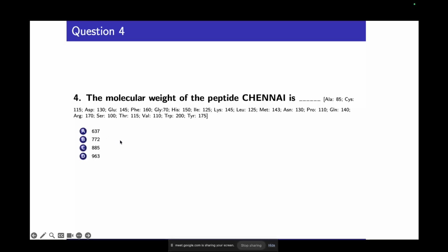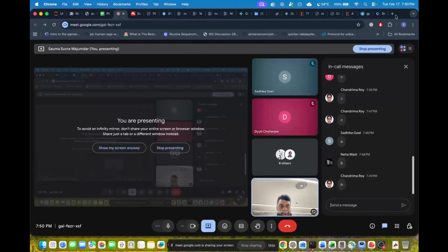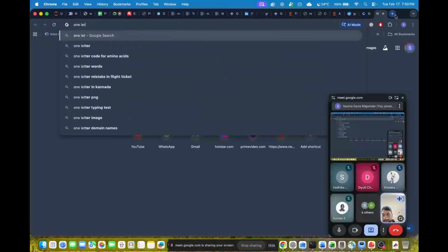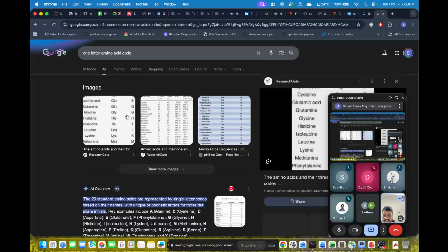Okay, so for this, I think some of you might not be familiar with one letter amino acid codes. So I'm just going to put it there.